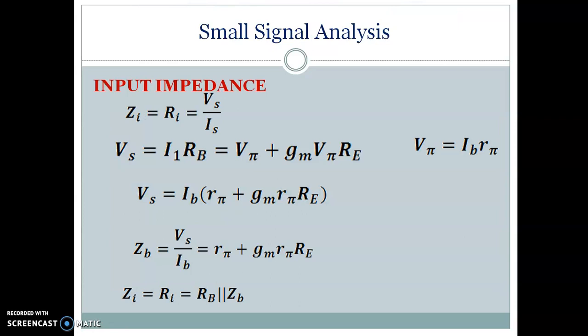Okay, so if we write the small signal analysis, your Zi is equal to Ri is equal to Vs by Is, and Vs is nothing but your I1 times Rb. Which is equal to V pi plus Gm V pi Re, and V pi is nothing but your Ib times R pi. So we can write your Vs is equal to Ib times R pi plus Gm R pi Re. Okay, from which we can get your Zb. So Zb is Vs by Ib, which is R pi plus Gm R pi Re, and your Zi becomes Rb parallel Zb.